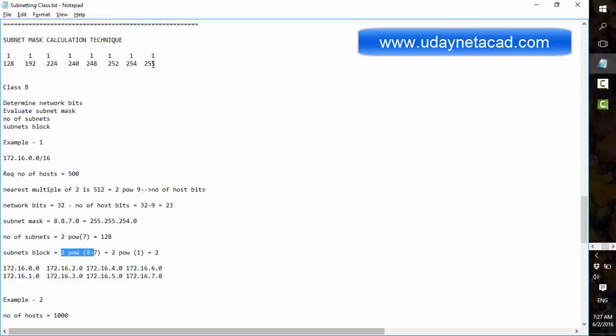It's 2 to the power of 8 minus 7. 8 is the octet, and 7 is the subnet bits we have used from the default value, which is 2 to the power of 1, that is 2. So the subnets we have are 172.16.0.0, the next subnet is 172.16.2.0, and then 4.0, and then 6.0. So that's how we progress.